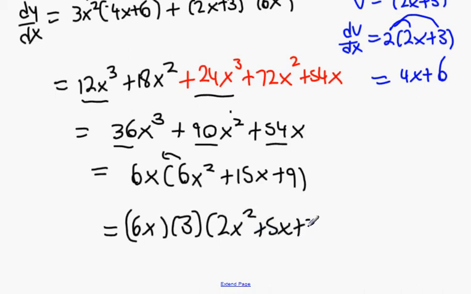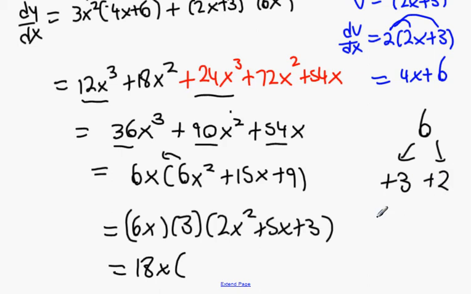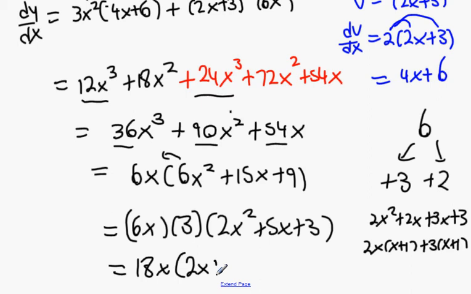Okay, so now it's going to be 6x bracket 3 bracket 2x squared plus 5x plus 3. We can try and factorize this if you want. 6 is the reference number. 6 breaks up into 3 and 2, which will do the trick. So 2x squared plus 2x plus 3x plus 3. Factorize 2x into x plus 1, plus 3 into x plus 1, and that will deliver us (2x plus 3)(x plus 1).